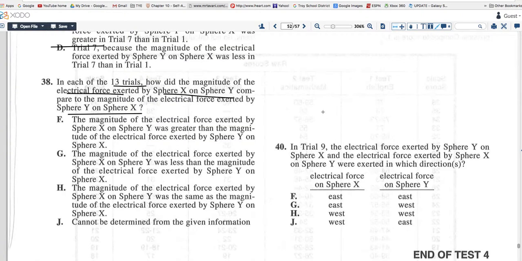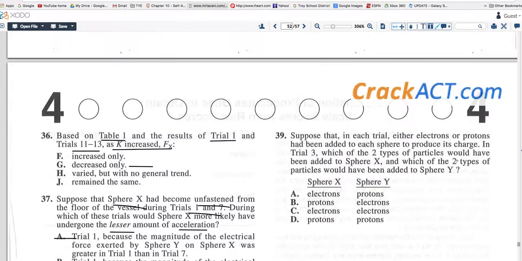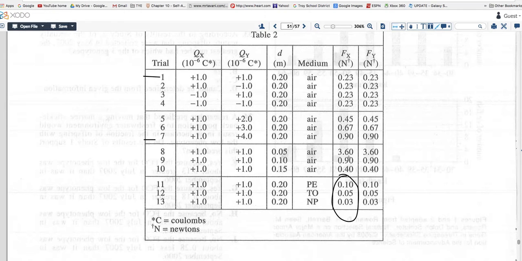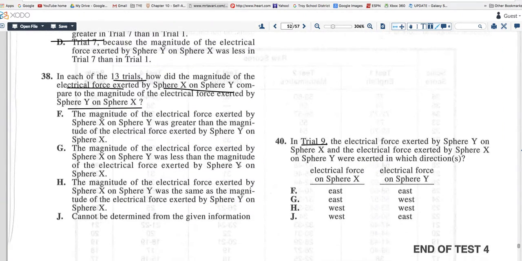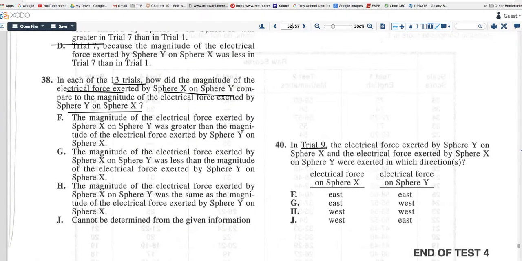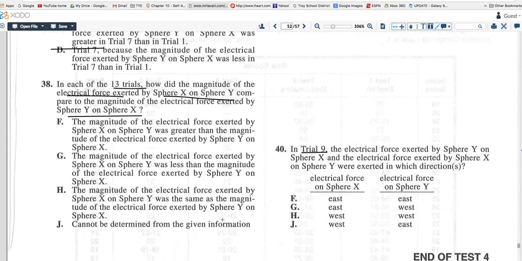All right, 40. Who wants to do it? Nithya, can you try 40? So in trial 9, they were both positive. So they have to be the same. They have to be going in the same direction. No, they're both positive, so they have to be going in opposite directions. So they have to be pushing away from each other. So sphere Y will be going west, and sphere X will be going east. So it'd be G. Good.